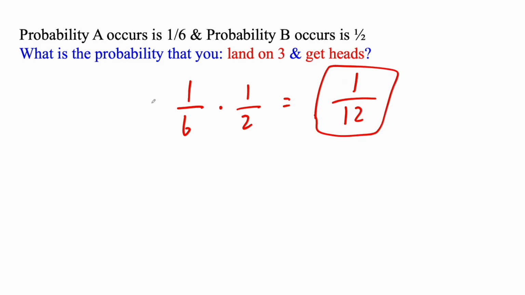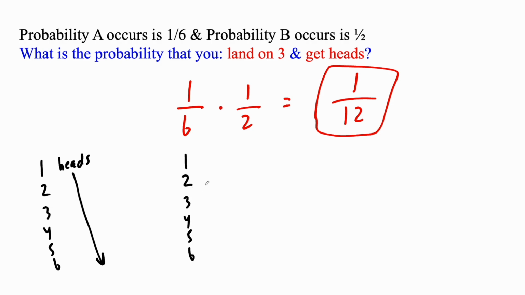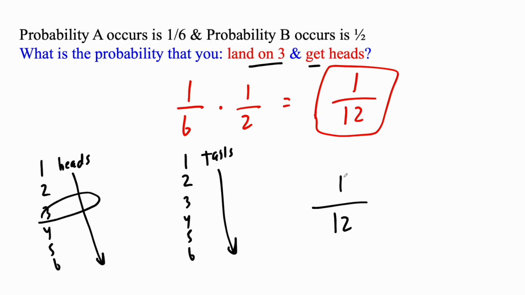Now visually we'll also show this. For example, we have 1, 2, 3, 4, 5, 6, and in each of these cases we get heads. I'm just going to save a little bit of time and put a little arrow for heads. Another example: 1, 2, 3, 4, 5, 6, but we get tails. So we have 6 cases here and 6 cases here, so our total number of cases is 12. But this problem is very specific: we want to land on 3 and get heads. So 3 and heads is only one time, and that's how we get 1 out of 12.